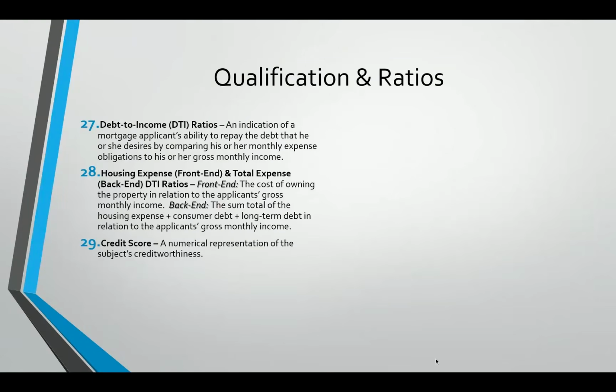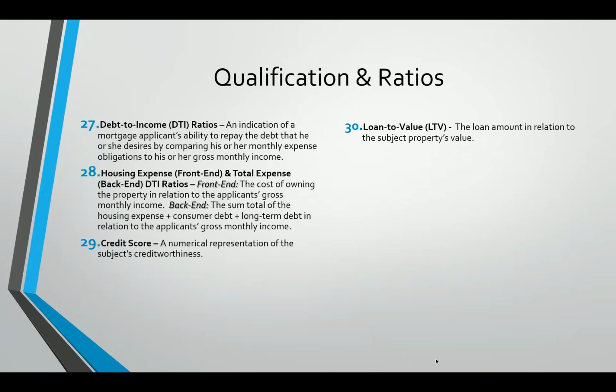Credit score is a numerical representation of the subject's creditworthiness. Everybody has 3 credit scores. What we typically do is look at the middle score to determine whether or not they're credit qualified. If there are multiple applicants, we use the lowest of all applicants' middle credit scores because, of course, a chain is only as strong as its weakest link.